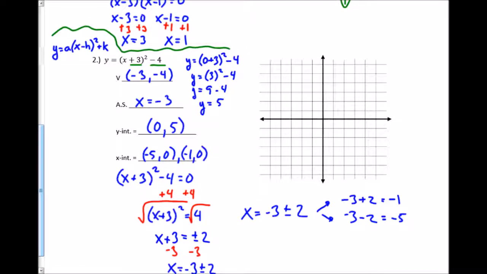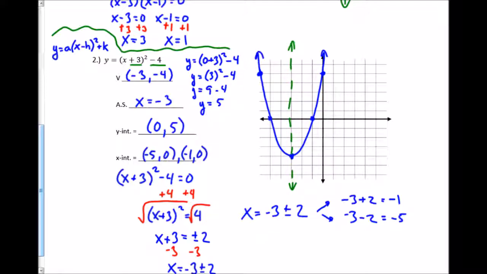So negative 3, negative 4 is down here. A y-intercept of 5 is right here. Sorry, I skipped to my axis of symmetry. Again, is always a vertical line. And the reason I'm drawing that is so that I can reflect this point over here. A negative 5 and a negative 1. Negative 5 is right here. Negative 1 is right here. And I can see the parabola. It looks like this. Okay, and that's it.